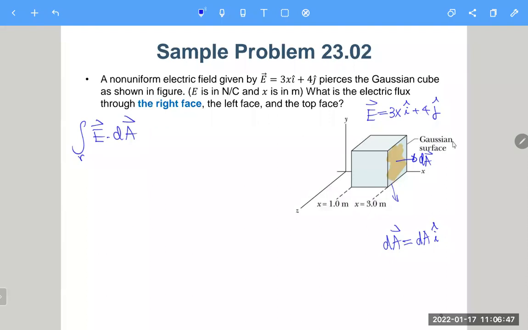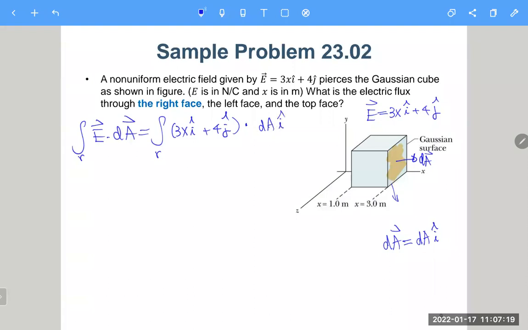Okay, so we can consider E dot dA here, which will be the integral over R of E, which is this one, 3x i hat plus 4j, dotted with dA, where dA is dA i hat.